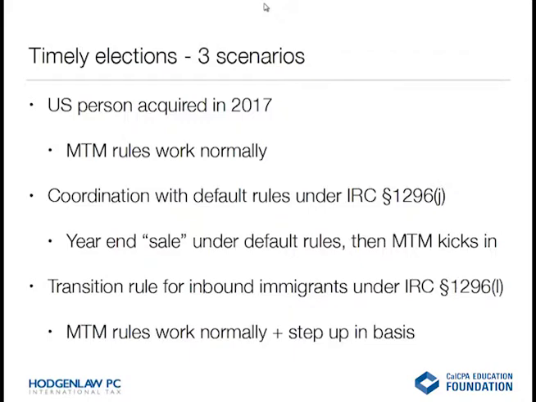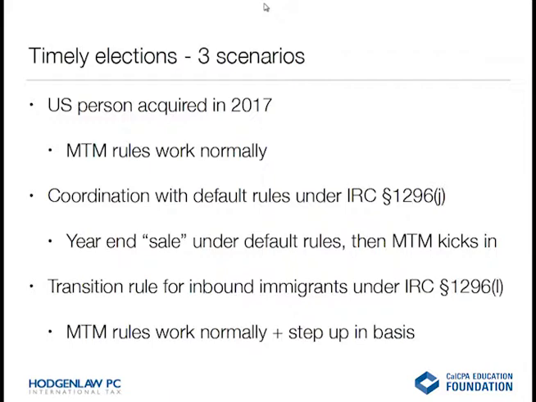So what they can do is use this coordination rule and make the mark-to-market election for the first time in 2017. I actually have a couple slides about how this works a little bit later in the presentation, but basically you operate under the default rules for the first year of your mark-to-market election, and then in the second year of your mark-to-market election, the actual mark-to-market treatment kicks in. So it's a little bit of a time delay, but it does eventually get you to where you want to be.